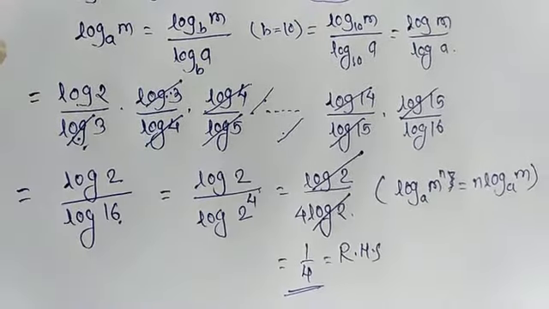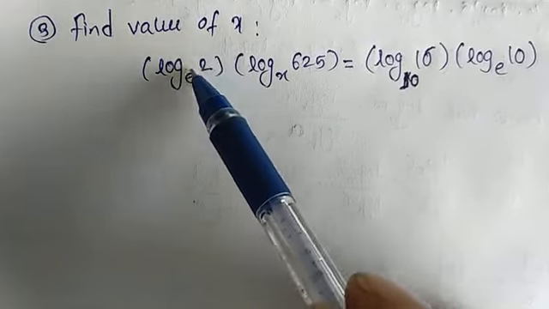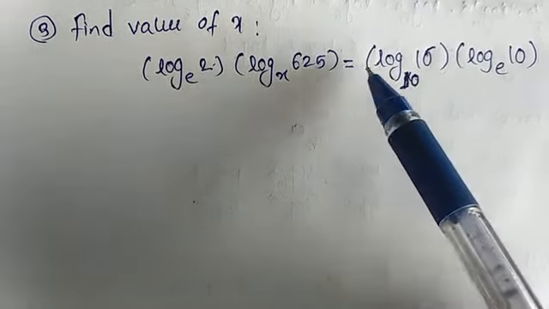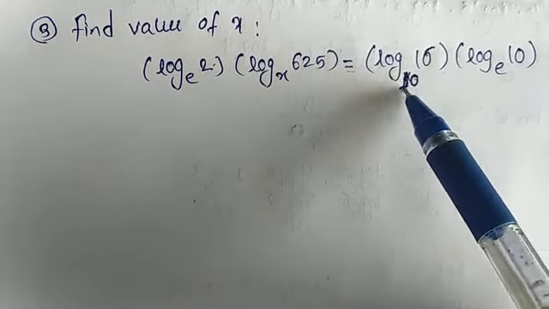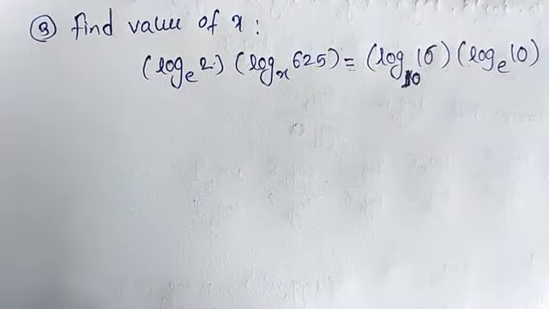Now the next example is to find the value of x, where it is given that log 2 to the base e into log 625 to the base x is equal to log 16 to the base 10 into log 10 to the base e. This is our given example.